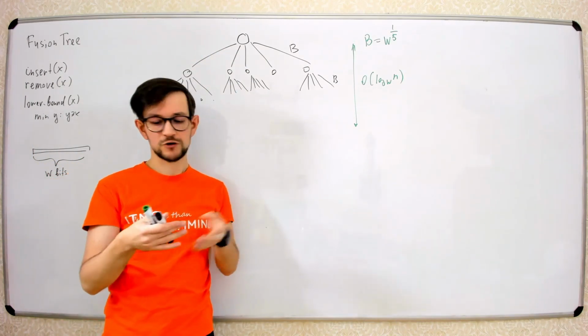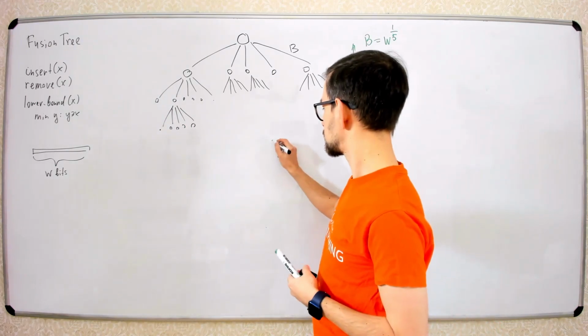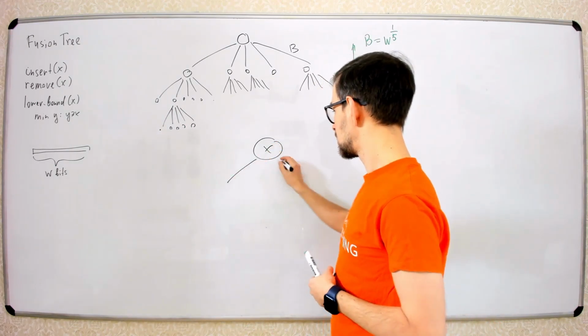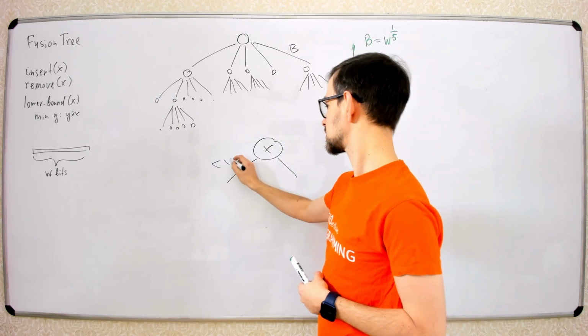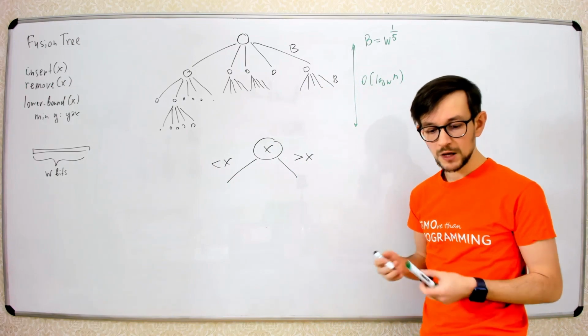Well, in a binary search tree, you have a single key. Again, what happens in a binary search tree? You have a key x. Here you have all elements less than x. Here you have elements greater than x, right? That's how a binary search tree works.